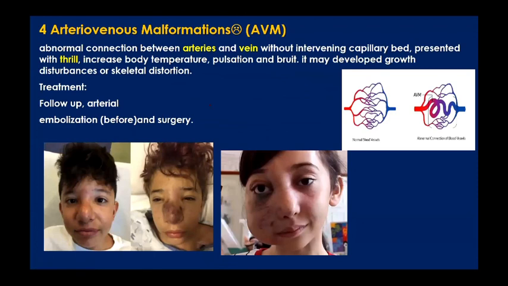Where we go for the arteriovenous malformation. This is the normal blood vessels and abnormal connection blood vessels. Usually between arteries and veins, there is a capillary bed presented with this. If the capillary bed is destroyed, the vein connects to the artery and leads to a thrill.